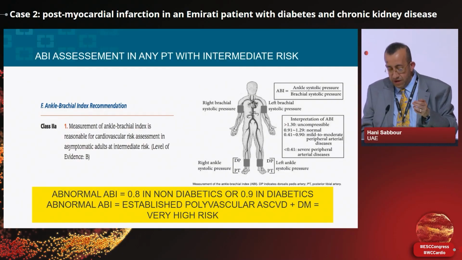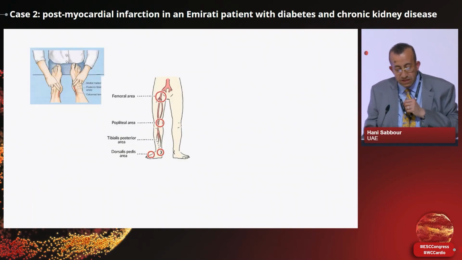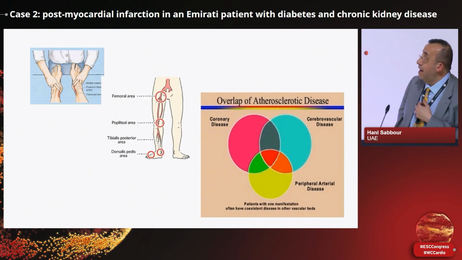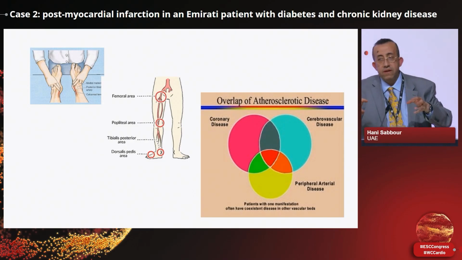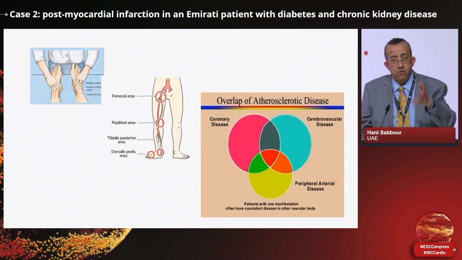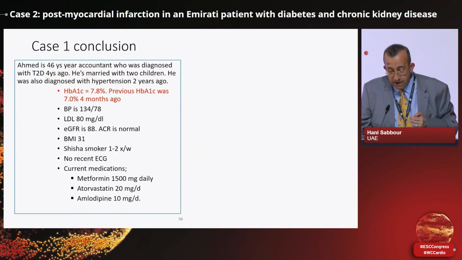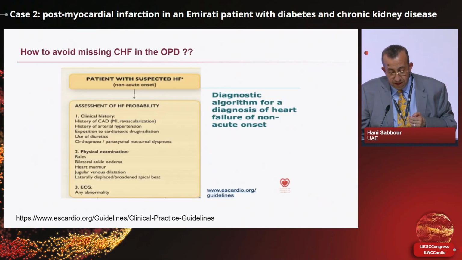This is a simple screening tool that has a huge value. And the reason why it's huge value is that it overlaps tremendously with coronary artery disease, cerebrovascular disease. You're picking up polyvascular disease with a simple bedside tool. And this is in our guideline. So what else? I'm sorry, I'm going to just skip through this.